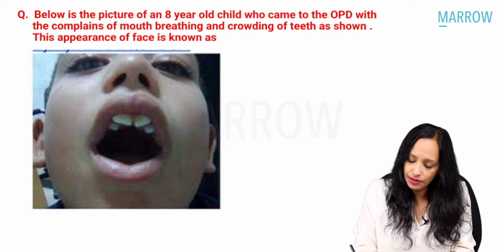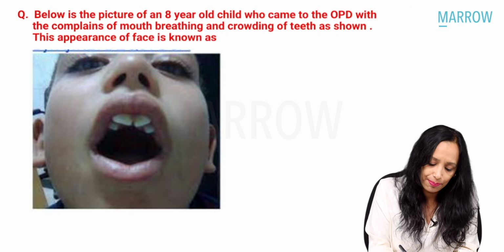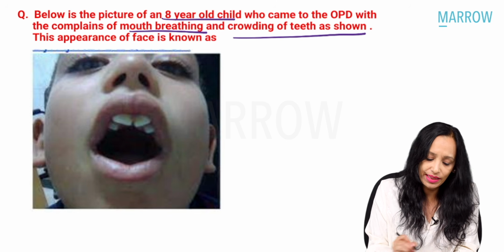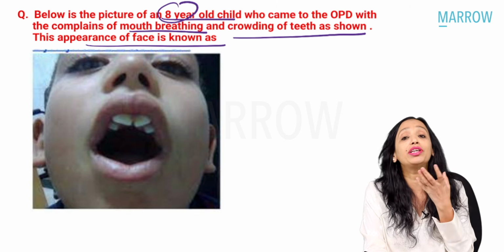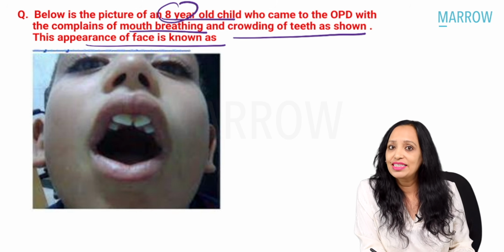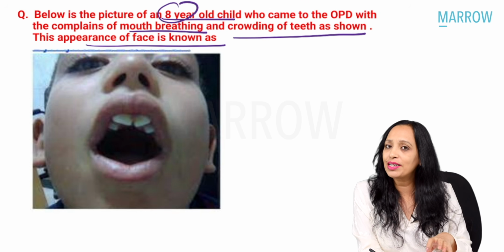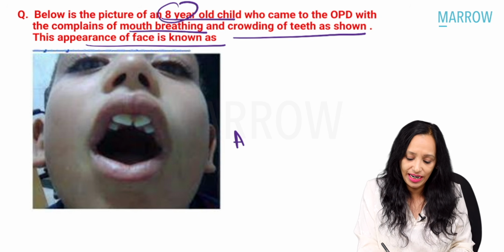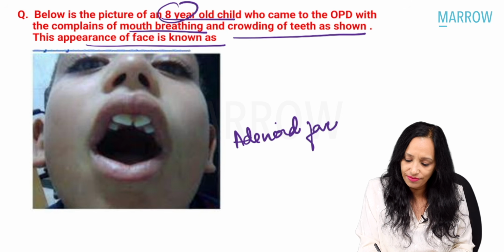Below is the picture of an 8-year-old child who came to the OPD with complaints of mouth breathing and crowding of teeth as shown. The appearance of the face is known as? So, here is a child with mouth breathing and crowding of teeth, which means that the nose is obstructed. Yes, this is nasal obstruction. Mouth breathing is typically seen in hypertrophied adenoid. This is known as adenoid facies.